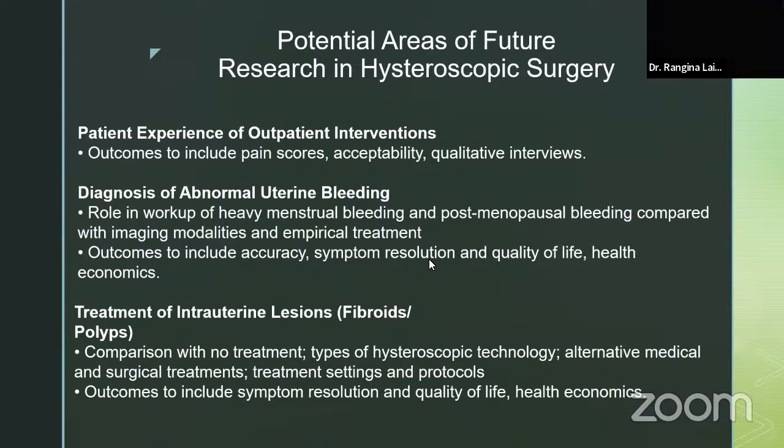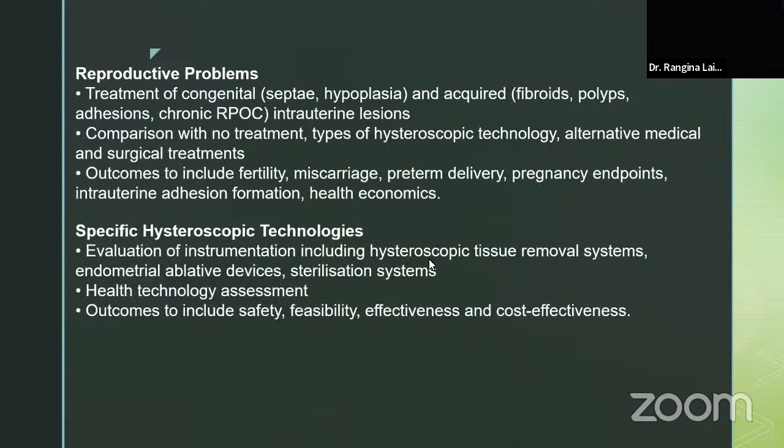About the diagnosis of abnormal uterine bleeding, yes, I've already mentioned postmenopausal bleeding, and about the treatment of intrauterine lesions like fibroids, polyps, yes, septum, it has a very good role. And yes, in reproductive problems, which I have mentioned, septa, hypoplastic uterus, I think it is better than hysteroscopic correction.